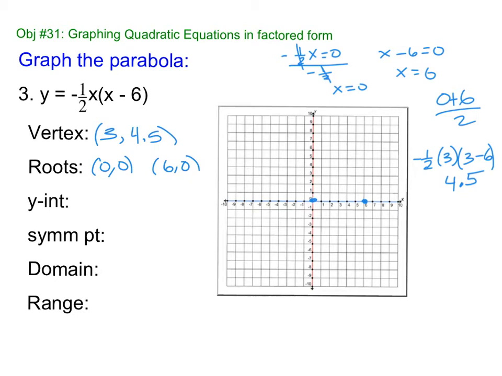Y-intercept. Where does this cross the y-axis? If you plug in 0, you get 0, 0. Symmetric point. Double. It's the same thing. Whenever you have a 0 as one of the roots, the symmetric point and y-intercept are the same as the roots. All right, so 3, 4.5.